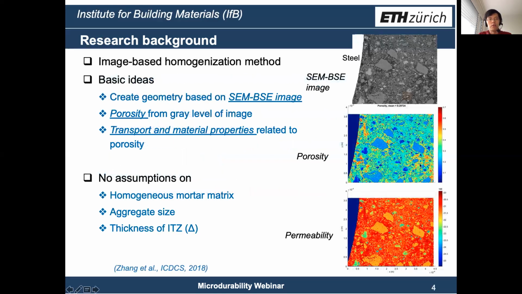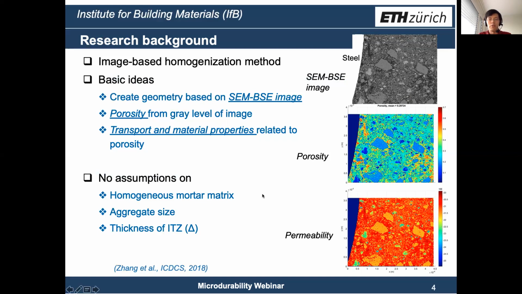To consider the heterogeneous microstructure, our previous study proposed a method to describe the microstructure of concrete. We call it the image-based homogenization method. From SEM-BSE images, we calculate the porosity and the permeability distribution. Therefore, we can use them to simulate mass transport in concrete.